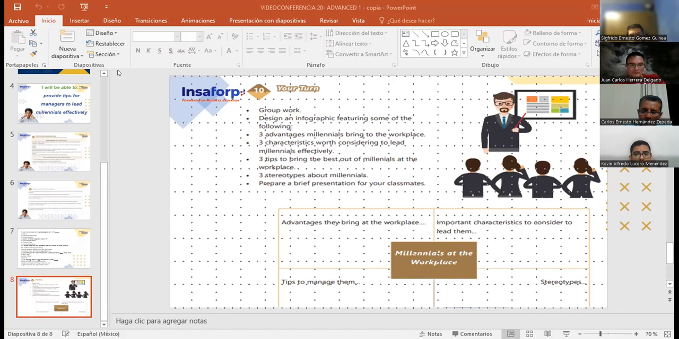Group work: design an infographic featuring some of the following. You can see a kind of chart with the advantages millennials bring to the workplace, important characteristics to consider to learn about them, tips to manage them, and also stereotypes. What you have to do with your team is analyze 3 advantages millennials bring to the workplace. We have seen some important advantages through links I shared in previous classes, and you have analyzed in class the most important points. Then you will take notes on your computer, on a page, or in a presentation, of the 3 advantages that you have selected as a team.